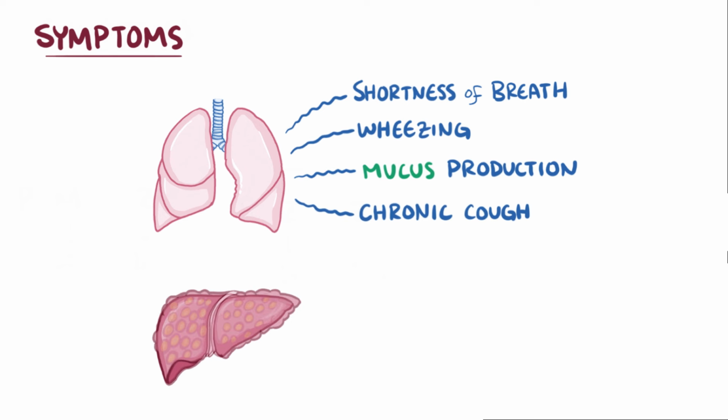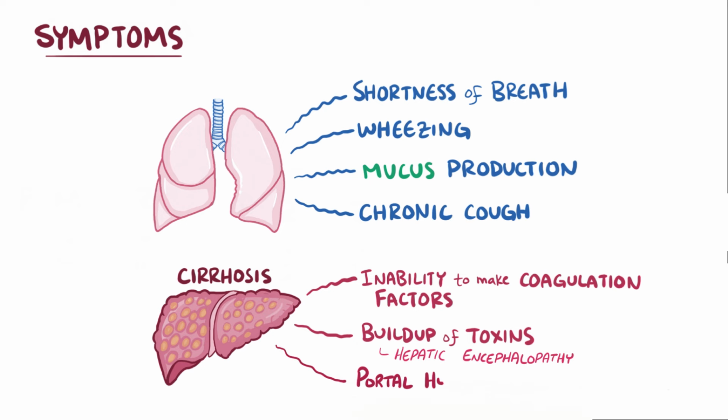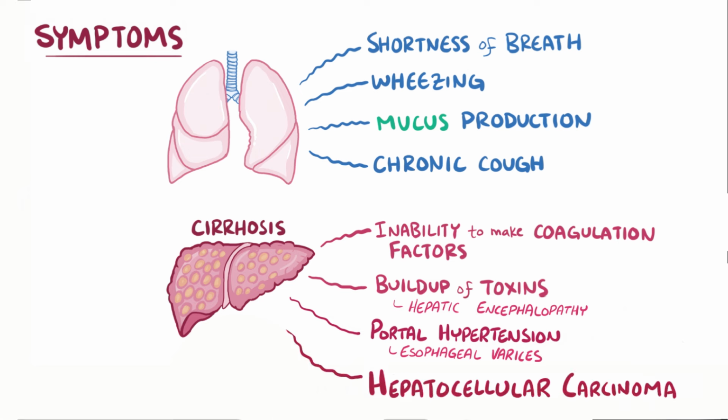The death of liver cells can ultimately lead to cirrhosis, a process in which normal liver tissue is replaced with scar tissue. Cirrhosis can ultimately lead to a number of complications, including an inability to make coagulation factors, difficulty with detoxification leading to a buildup of waste products that can cause hepatic encephalopathy, portal hypertension that can lead to esophageal varices, and an increase in the risk of a type of liver cancer called hepatocellular carcinoma.